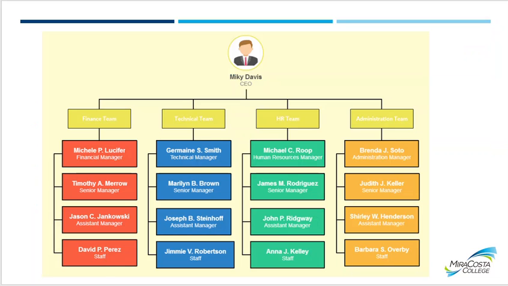So here's an example of an organization chart here. So we have the CEO at the top, finance team, technical team, HR, which is human resources, and administration teams. And these are the people underneath that particular director or team. So administration team, you're going to have an administration manager, senior manager, assistant manager, and staff. Technical team, you'll have a technical manager, senior manager, assistant manager, and staff. So that's kind of how it's broken up into this example here.